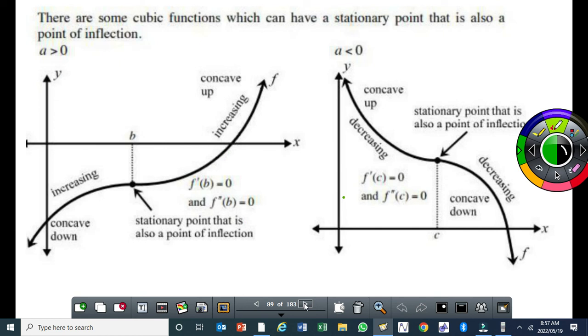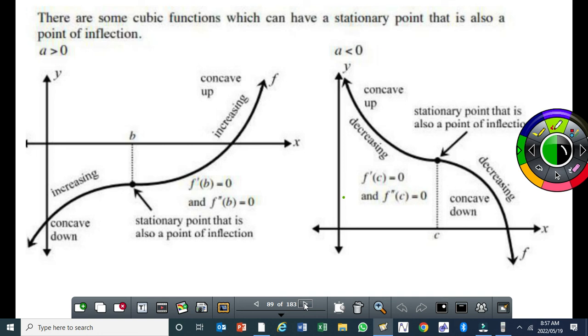Pay attention. I've already told you about this part. Sometimes you can have a stationary point, which is also a point of inflection. In that case, the gradient will be 0 at the point of inflection. Now, that's a unique case, which generally in recent years has not been tested.